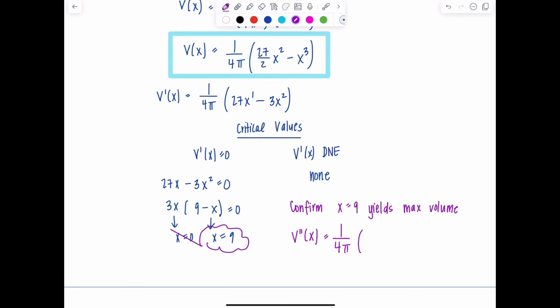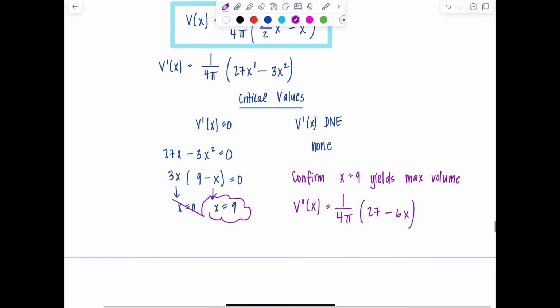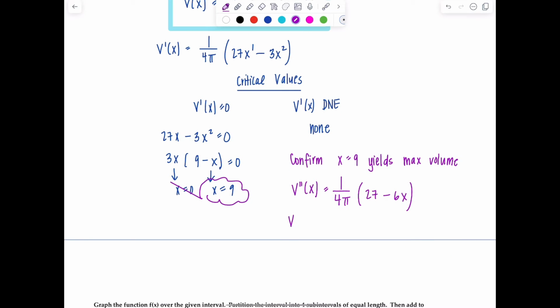Derivative of 27x to the first would just be 27 minus, this is going to be 6x, right? Good. Now, if I plug in 9, v double prime of 9, I have 1 over 4 pi times 27 minus 6 times 9, that's 54. And all that I really care is that this is negative. I don't even care what number it is. So the second derivative at 9 is negative.